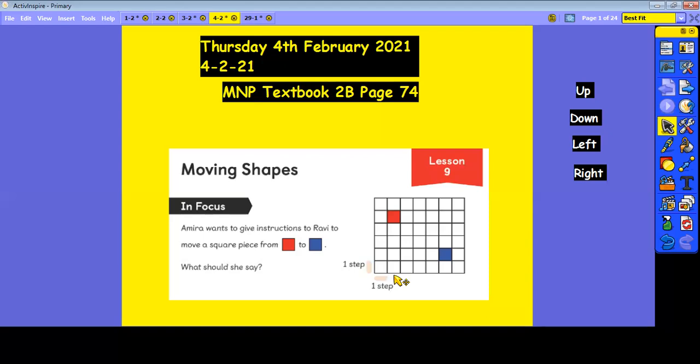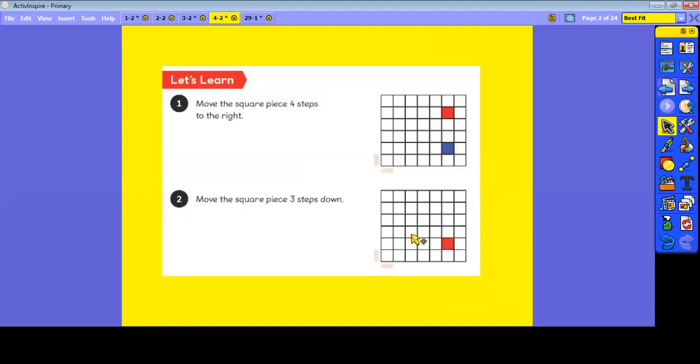So have a little think about how you could instruct Ravi to move that square if you were Amira. You want to move from the red to the blue. There's more than one way of doing it, isn't there, children? But how would you give clear instructions to do that? Have you any ideas? I hope so. If not, let's have a little look.